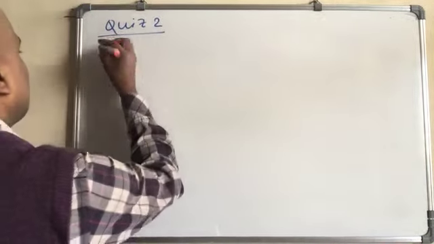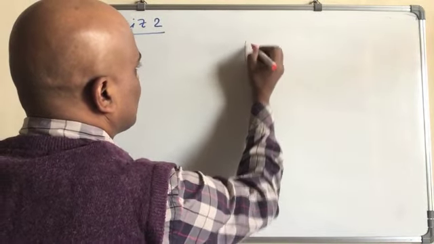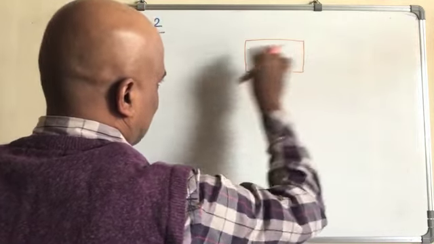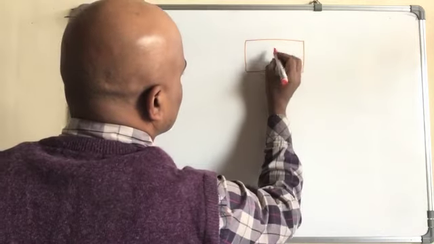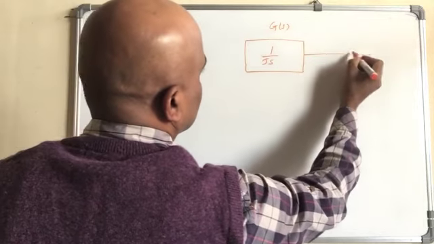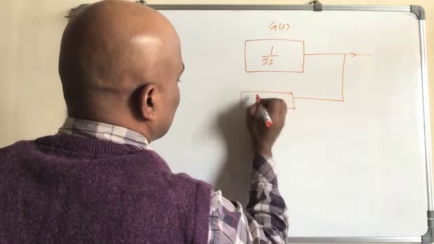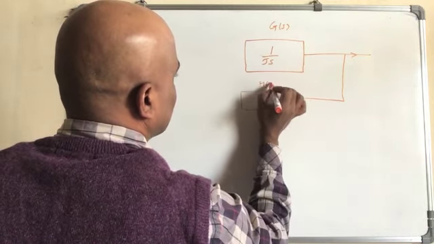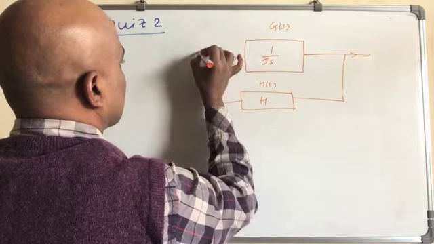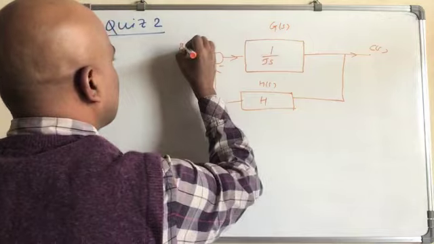Next question is similar to the previous one, number 6. What is the question? In this case, the transfer function output is angular velocity and input is the torque, which really means G(s) becomes 1 over Js. This is the output, and again the feedback transfer function is just H, so this is H(s). We have minus and plus, and we have to find out C(s) over R(s).